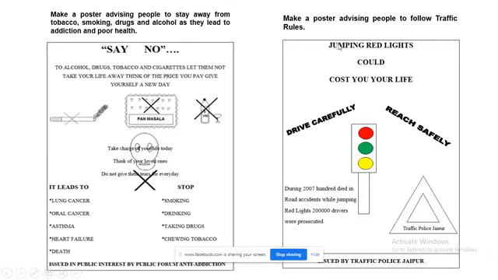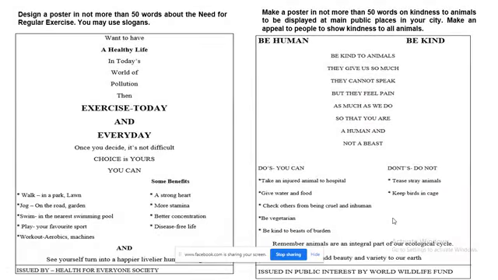Poster on following traffic rules, see. And here in the sentence case, and here you see all caps. Simple drawing. Here also the symbol, very simple drawing. Now see here, a poster on exercising daily. When you want to have a healthy life in today's world of pollution, then exercise today and every day.